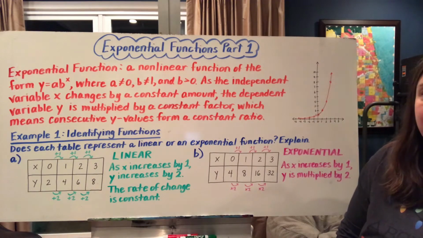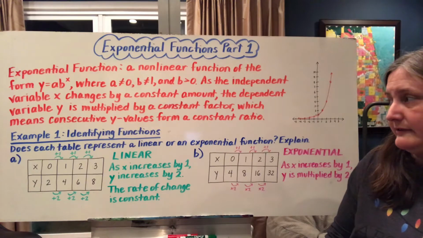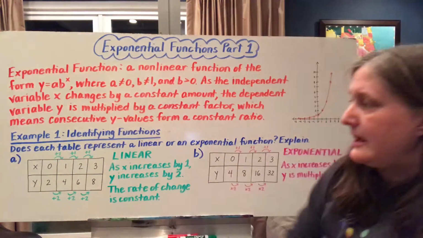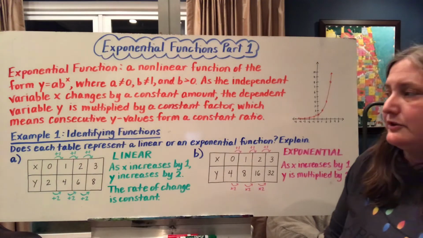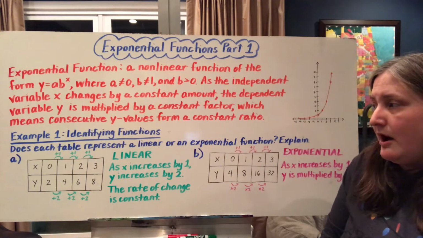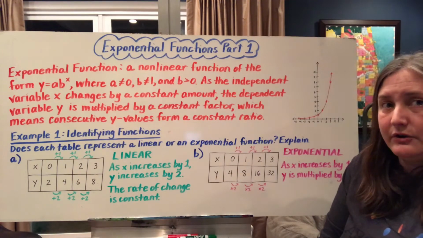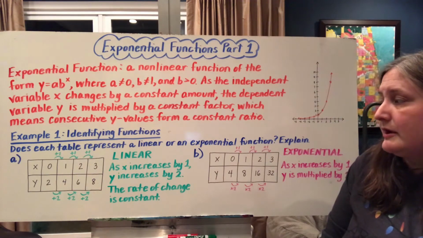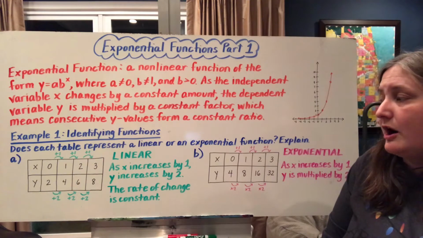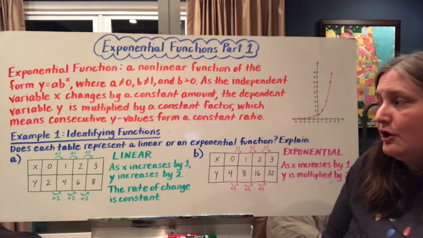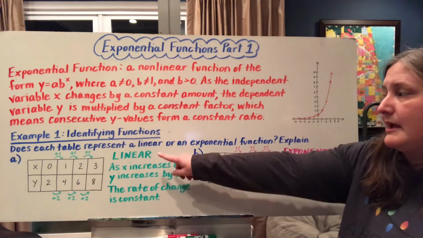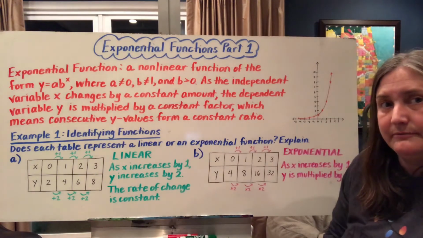In example 1, we're going to be identifying some functions. So if we look at this table in part A here, we notice that our x values are all increasing by 1 and the y values are increasing by 2. This means that our x values increase by 1 and our y values increase by 2, causing a constant rate of change, or a slope of 2. Therefore, this would be an example of a linear function.